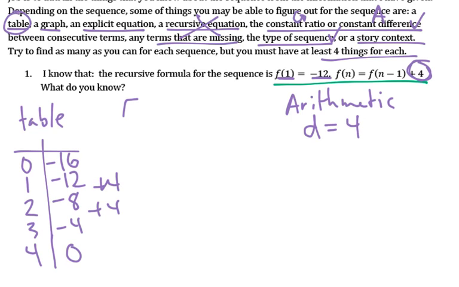With that, I can do my explicit equation. I could go y equals, we started at -16, added 4 x amount of times. Okay, already I've got 4 things right there.